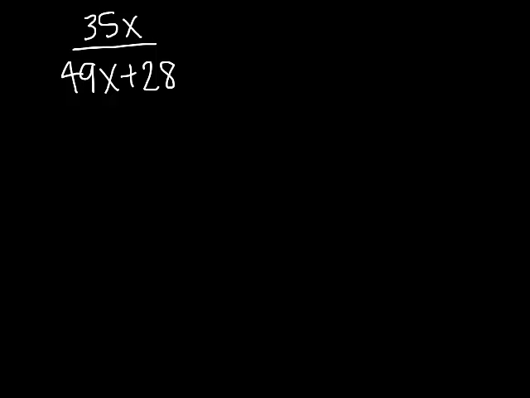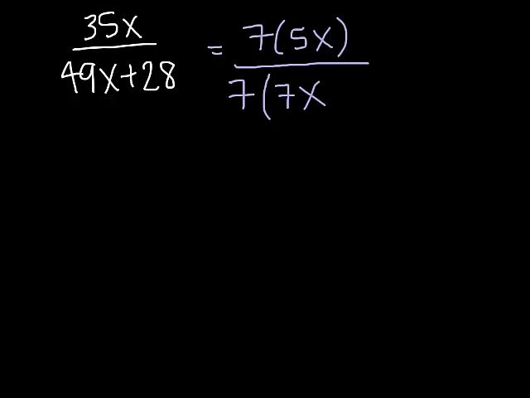Well, if I'm thinking about 35, 49, and 28. It's always good to think about the numbers first. Now, I'm pretty sure that 7, the number 7, can divide into all 3 of those numbers. Would you agree that 35 is the same as 7 times 5? So I can do 7 times 5x in the top. Now, if I take a 7 out of that expression on the bottom, the parentheses are going to give me 7x plus 4. Do you see that? Because 7 times 7 is 49, and 7 times 4 is 28.